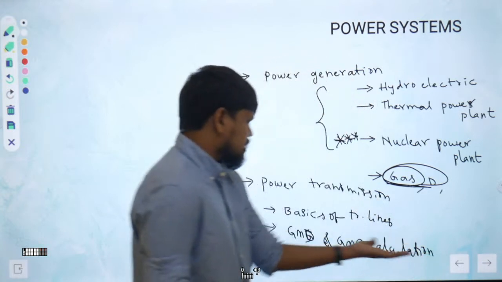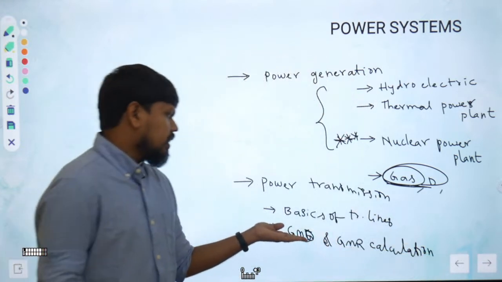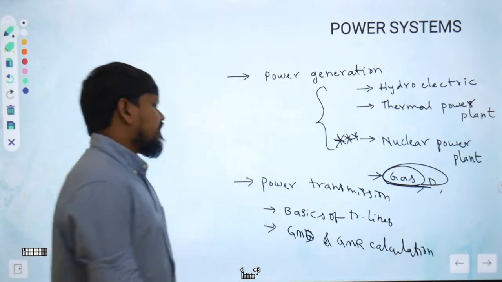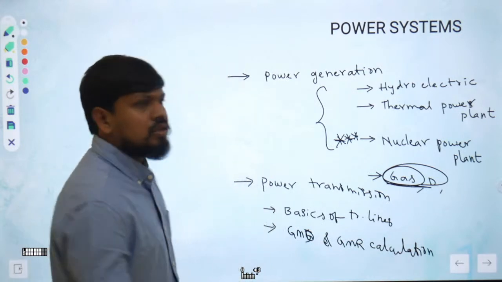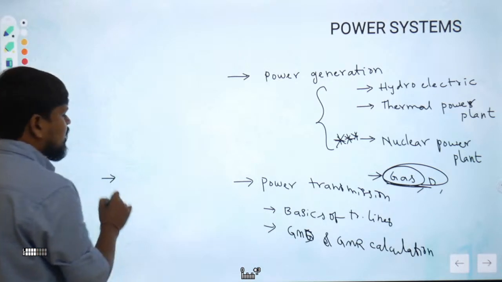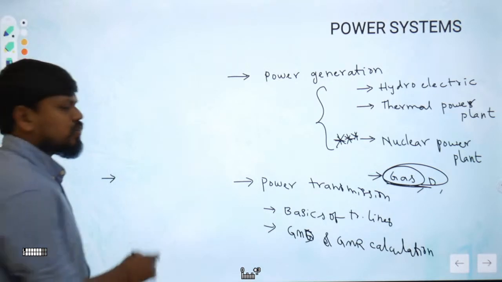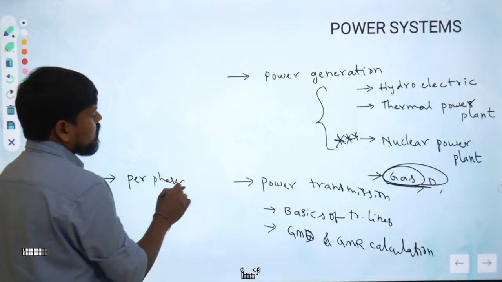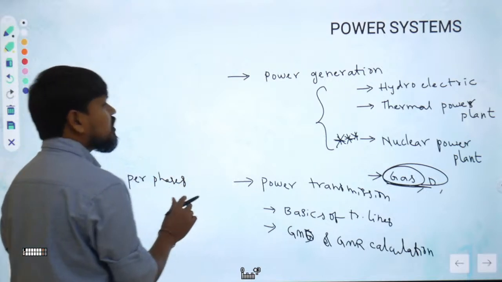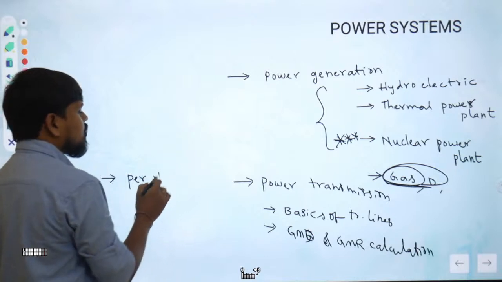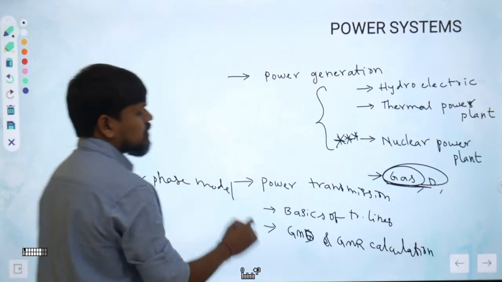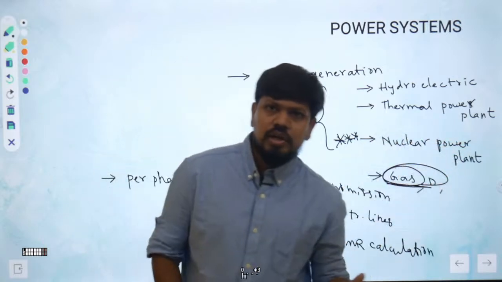I will explain all these now. After some time I will explain about GMD and GMR calculations. After GMD and GMR calculations, you will know about representation of the transmission line as per phase model. We will represent it as a per phase model. Why do we need to represent the transmission line as a per phase model? Understand? Outside we have transmission lines.